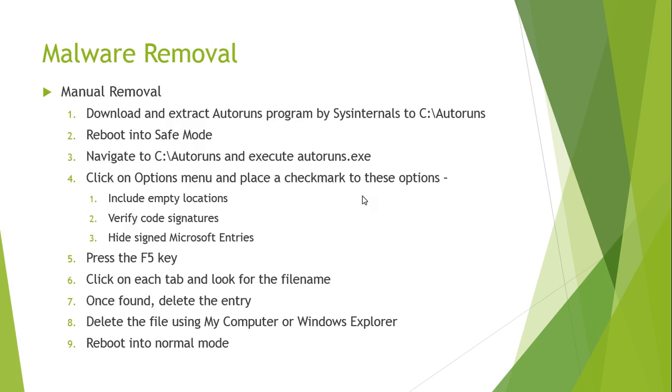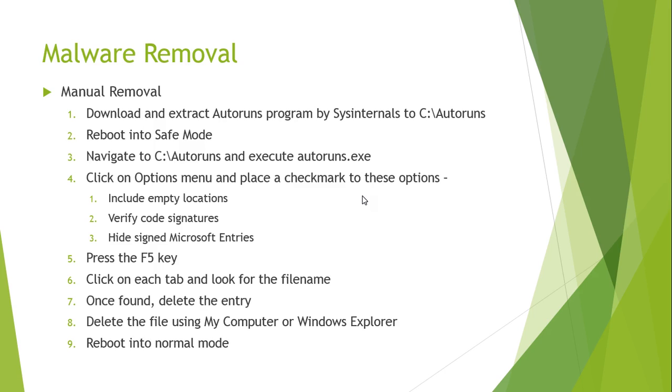So these are the steps. The first step is to download and extract the Autoruns program by Sysinternals to C:\Autoruns. Next, reboot into safe mode. This is to prevent the malware from automatically replacing the startup key, because it will not notice that the keys have been removed. Next, navigate to the C:\Autoruns folder and execute autoruns.exe.